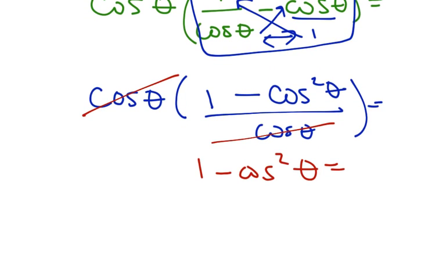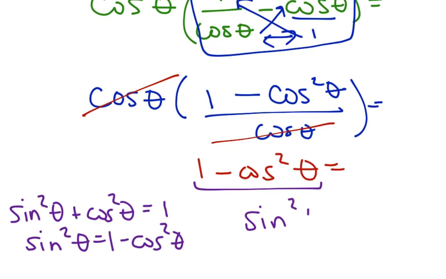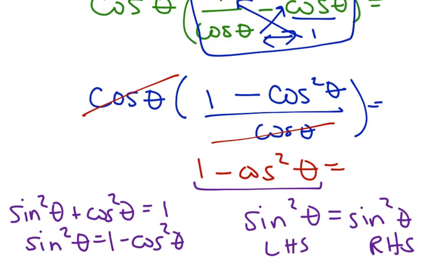Well, 1 minus cosine squared theta, let's go back to that trig identity, the sine squared theta plus cosine squared theta equals 1. If I solve this for sine squared theta, I find out it's the same thing as 1 minus cosine squared theta. So I can replace this with sine squared theta. And now I have made the left-hand side equal the right-hand side. When I do that, I like to put a check mark at the end to say, hey, I'm done. And that was all I had to do.